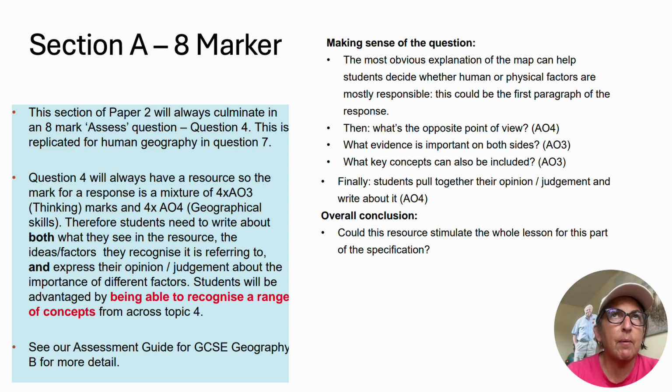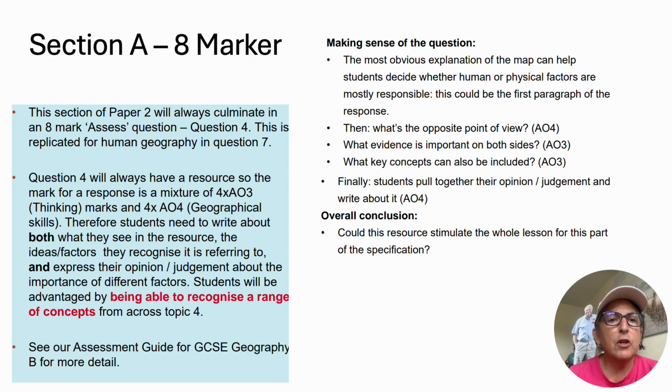What's it about? Is it about river flooding? Is it about coastal flooding? Is it about uplands, lowlands? What is it about? And try and find the link, okay? You recognize what it's referring to, and then you give your opinion on the importance of different factors. So the relative importance of a number of factors.